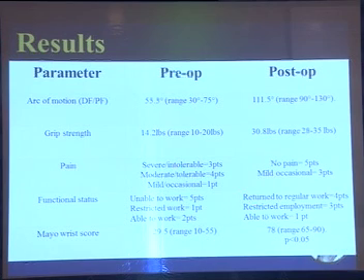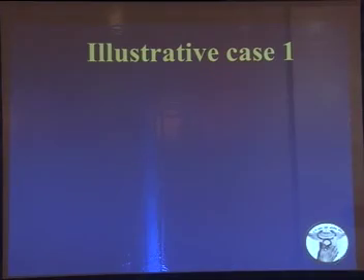The results of this study: you can see that the arc of movement is tremendously improved, and the patients' average age was 30.8 years. Regarding pain, approximately 80% of the patients are completely pain free, and you can see that the Mayo wrist score was 29.5, and it rose to 78, which is a significant difference.